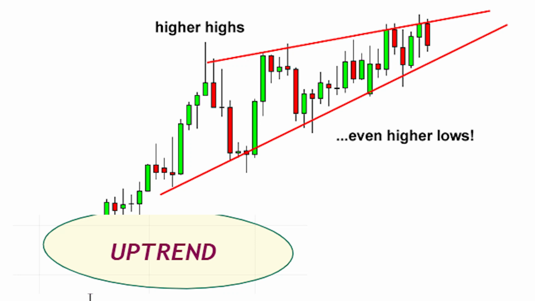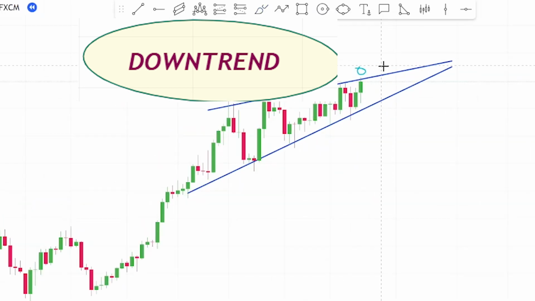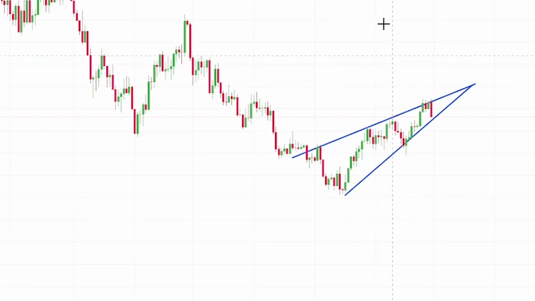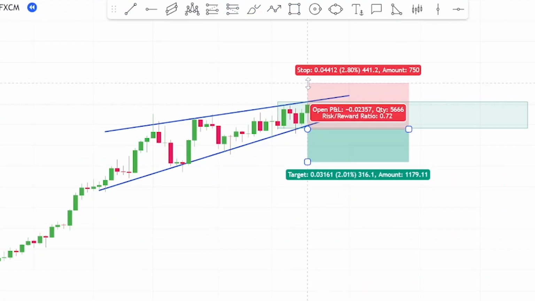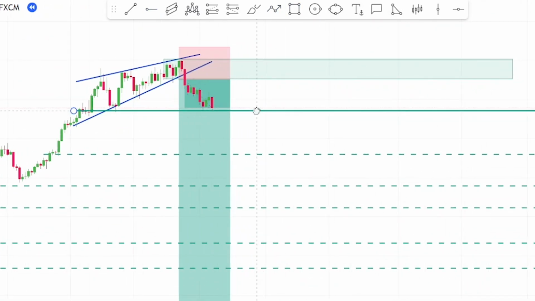This is one of the confusing chart patterns in the market for most beginners. Welcome to the Trading Focus once again. Hope everyone is doing good. In today's video, we are going to show you and explain how you can use a rising wedge in trend continuation and as a reversal.